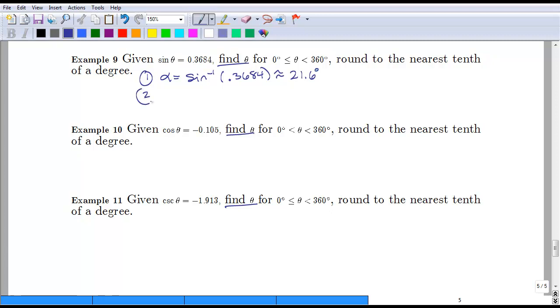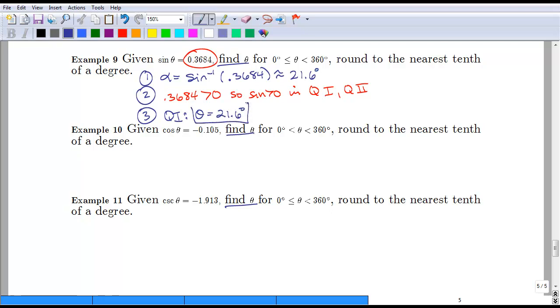Our second step is to say, okay, well, this number here is positive. So 0.3684 is positive. So sine is positive in quadrants 1 and 2. So that's our second step. And then our third step is to find the angles in these 2 quadrants. So we're going to say in quadrant 1, we're lucky our reference angle is our angle. So theta is just 21.6 degrees.